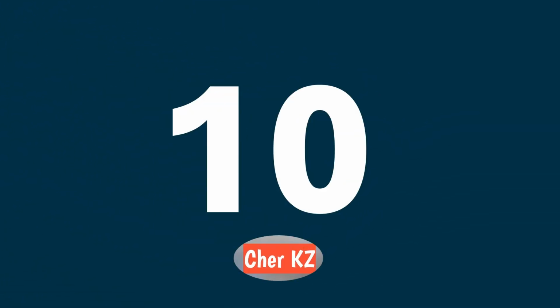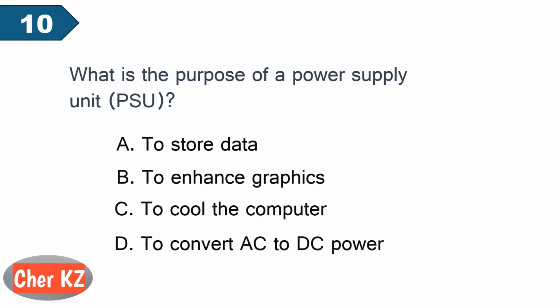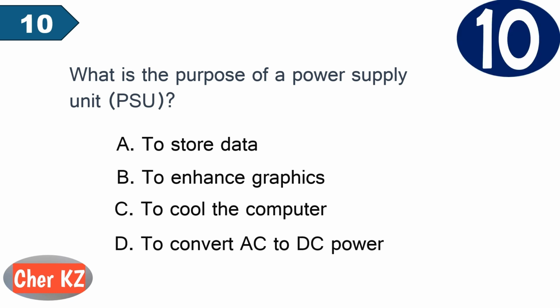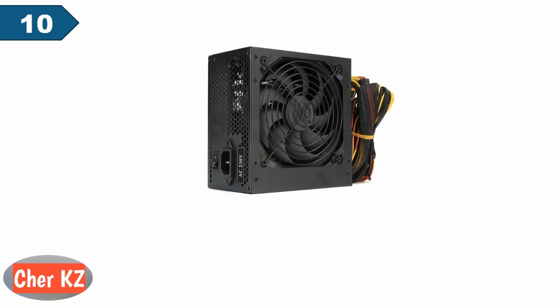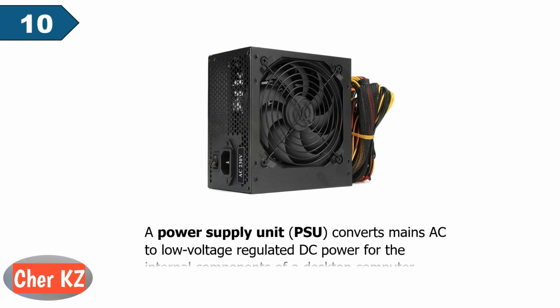Question number 10. What is the purpose of a power supply unit, or PSU? The correct answer is letter D, to convert AC to DC power. A power supply unit, PSU, converts mains AC to low voltage regulated DC power for the internal components of a desktop computer.